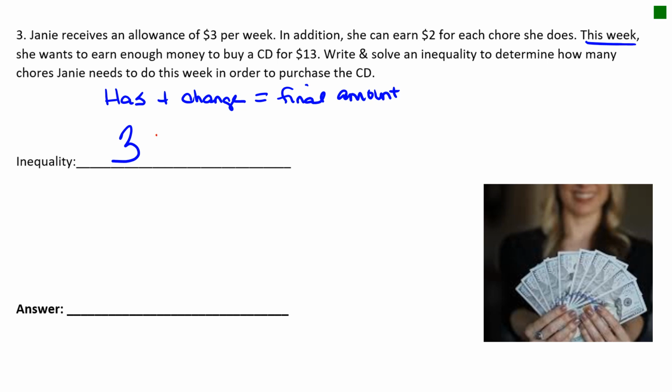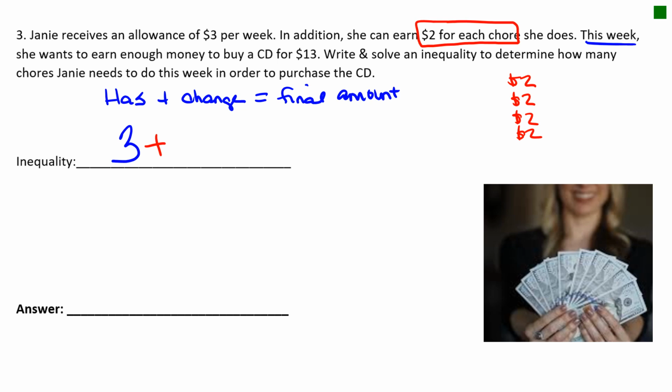In addition, so we're going to add, she earns $2 for each chore. So she washes the dishes, $2. She mops the floor, $2. She cleans out the toilet, should be worth more, $2. She takes out the trash, $2. Every time she gets a chore, she earns $2.